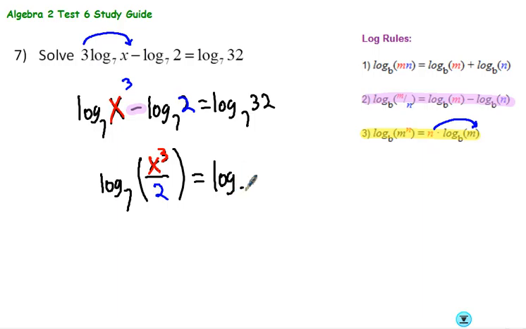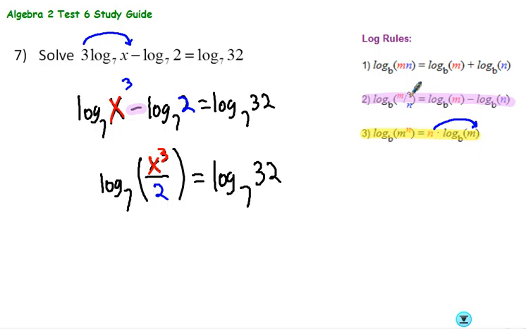Equals log base 7 of 32. So again, this log property says that if you have two logs that are being subtracted and you want to put them back together as one log, you can do that by turning it into division. So subtraction outside of the log turns into division inside the log.